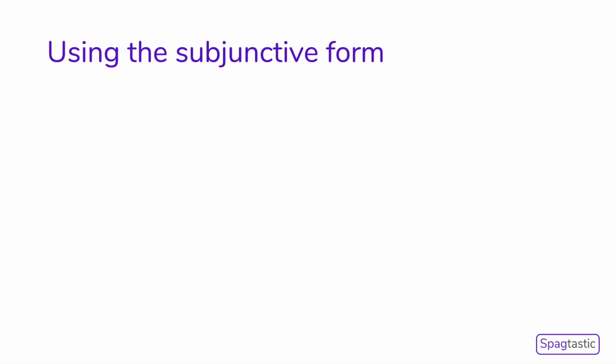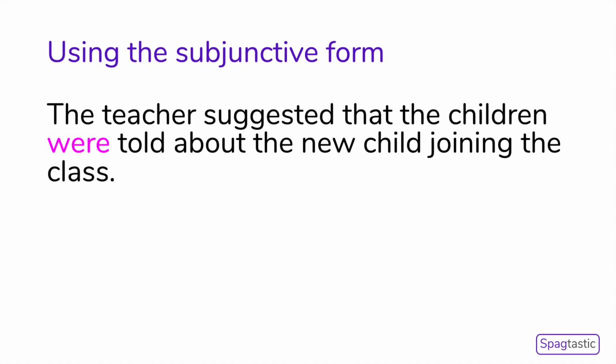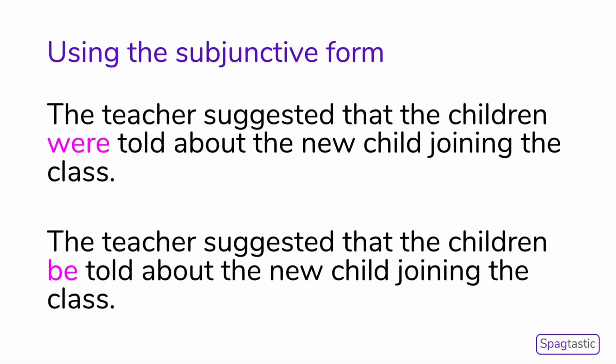In another example, the usual way of speaking would be, the teacher suggested that the children were told about the new child joining the class. However, if we change the word were to be, we are then using the subjunctive form. The teacher suggested that the children be told about the new child joining the class.